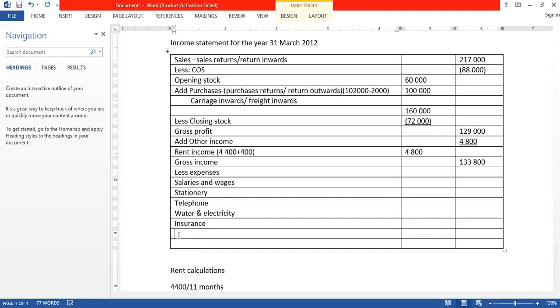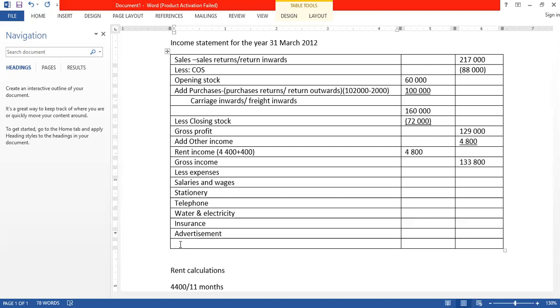Advertisement is an expense, yes. When you are advertising, the cost that you incur is an expense. All the costs that you incur when you are doing business are your expenses. Everything that you pay for when you are busy doing your business.